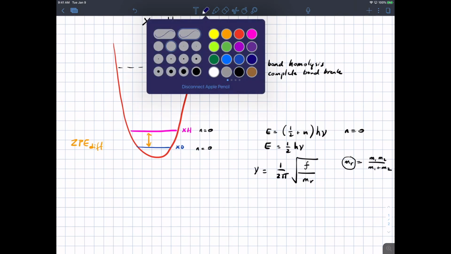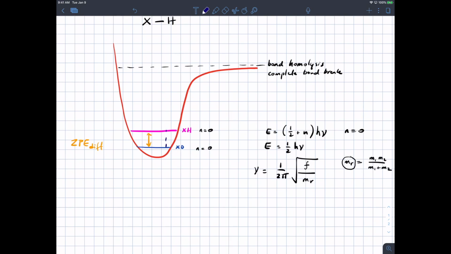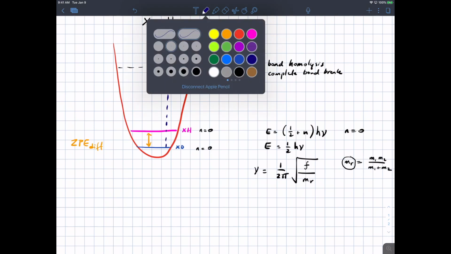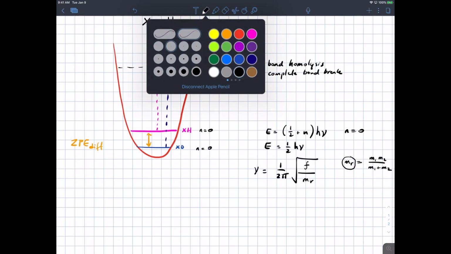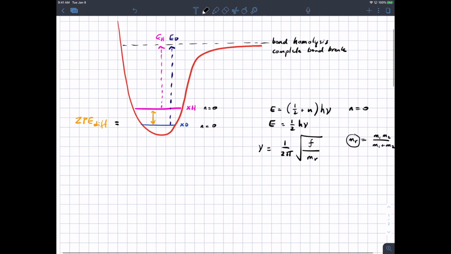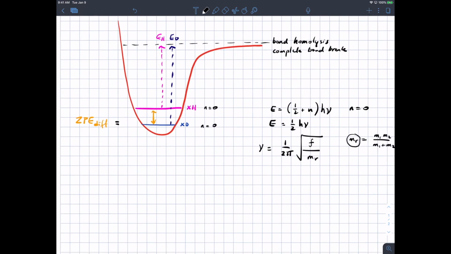So remember last time we said the energy to get up to bond homolysis for deuterium is greater than the energy to get from proton to bond homolysis. And just because of maths, you can say that this difference in zero-point energies is also equal to the difference between the energy to break the bond with deuterium minus the energy to break the bond with hydrogen. Okay?